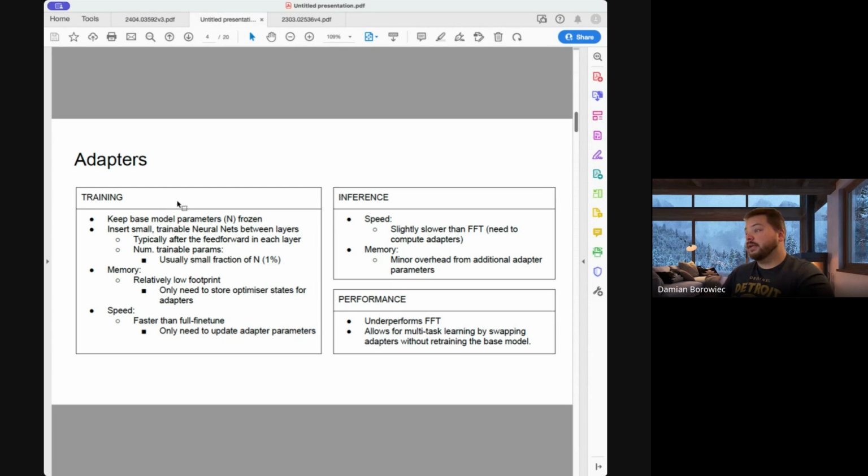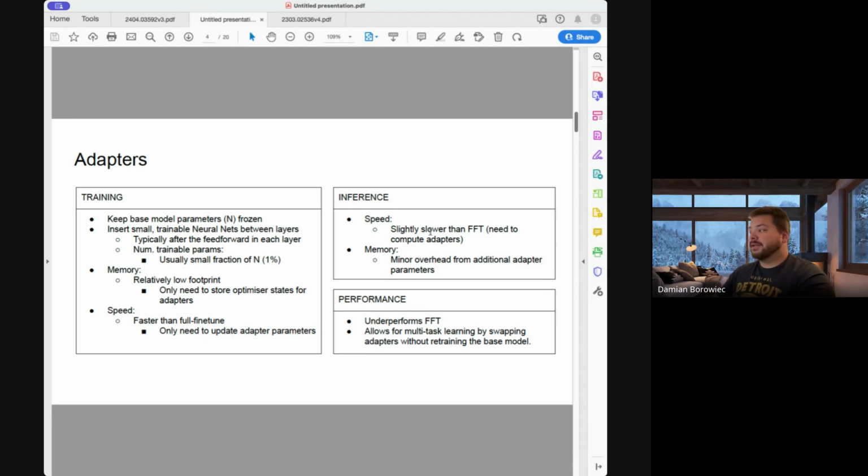So again, we keep the base model parameters frozen, and we insert small trainable neural networks between the layers within the model. So typically we would do that after the feed forward in each layer of the transformer. In comparison to the whole model, which usually can contain billions of parameters, the adapters are quite small, usually about 1% of the total model. And therefore, it's relatively low footprint in terms of training, and it's faster than the full fine-tuning because we can keep all of the parameters of the model frozen, and we only update the parameters of the adapters.